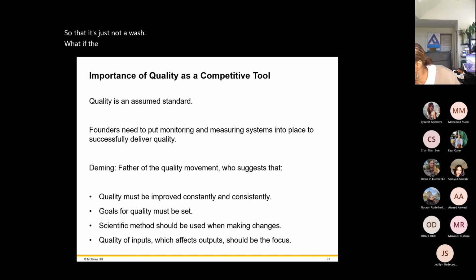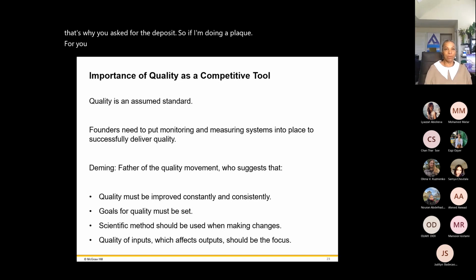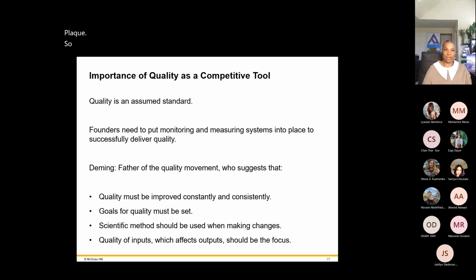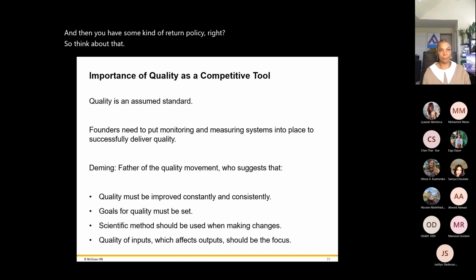What if the customer returns some or all of the items, not satisfied with the quantity? Yep. So that's why you ask for the deposit. So if I'm doing a plaque for you, maybe you wanted to have a plaque for the best spouse ever. By the time the plaque is done, you change your mind. You don't want to give that best spouse ever plaque. So there's an issue. So you either do 50% up front, or sometimes you've got to pay for everything up front. And then you have some kind of return policy, right? So think about that with your deposit. You require a deposit up front. And a lot of businesses operate that way.